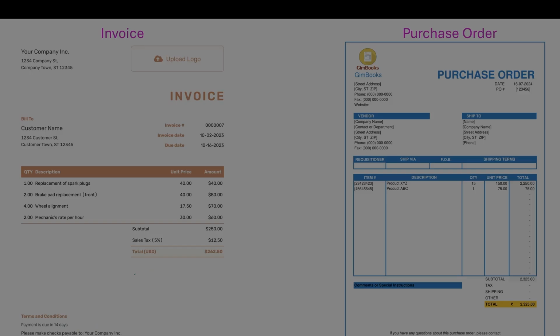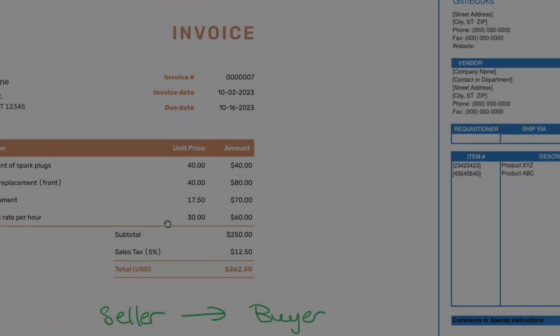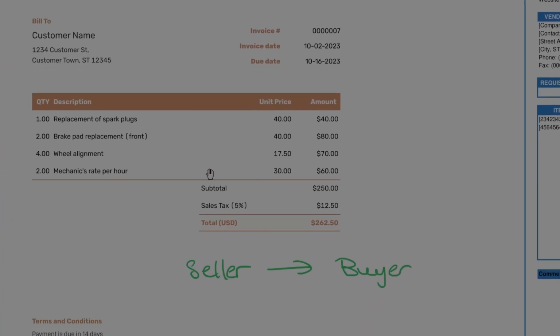This is what an invoice looks like. An invoice is sent by the seller to the buyer to request payment. So the invoice contains the goods or services that you have to pay for along with your total.